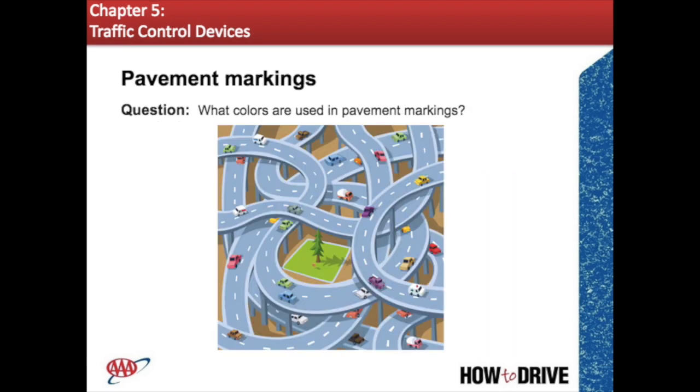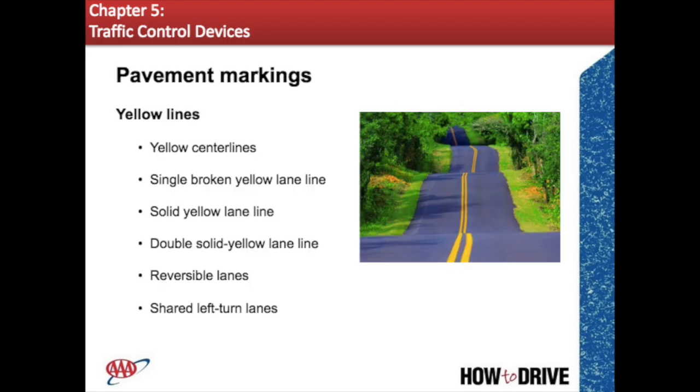Next up, we have pavement markings. There are multiple types of different pavement markings. Let's start off with yellow lines. The meaning of yellow lines. These are used to separate traffic traveling in opposite directions and to indicate the left edge of multiple lane divided highways. Then we have yellow center lines. These may be single, double, solid, or dashed.